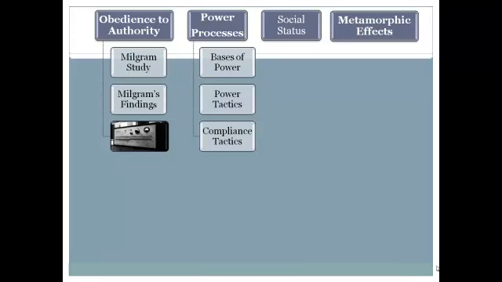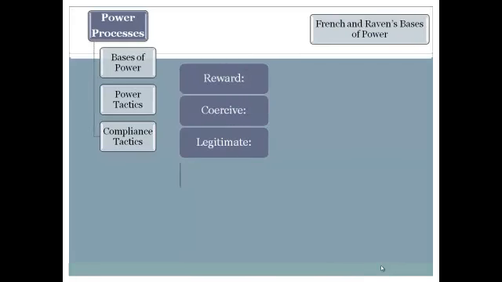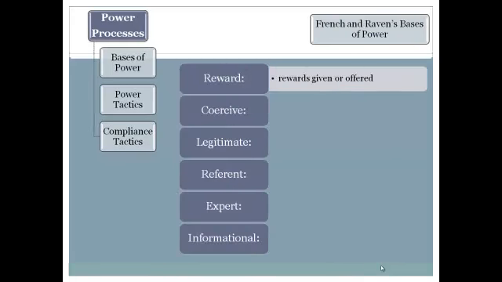Okay, now we're going to be talking about some of the processes of power. How people use power? First, we're going to be talking about French and Raven's bases of power. It's a very useful categorization of the different types of power that people who have some kind of authority, who have this power, can use.